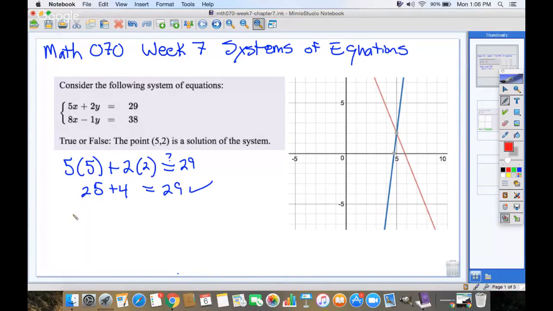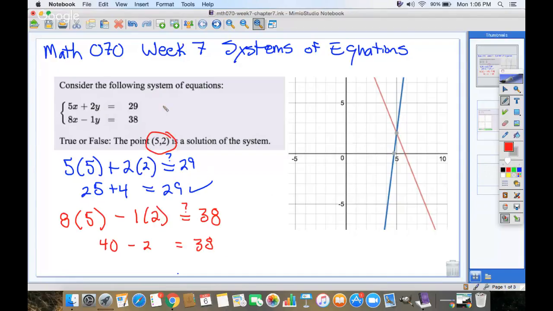Then I try the second one. So 8 times 5 minus 1 times 2, and we're hoping that equals 38. And so we do our arithmetic, so we'll get 40 here, and then we'll get minus 2, and 40 minus 2 is 38. So it turns out the point (5, 2) is a solution to both equations. So that means it's a solution to the system.